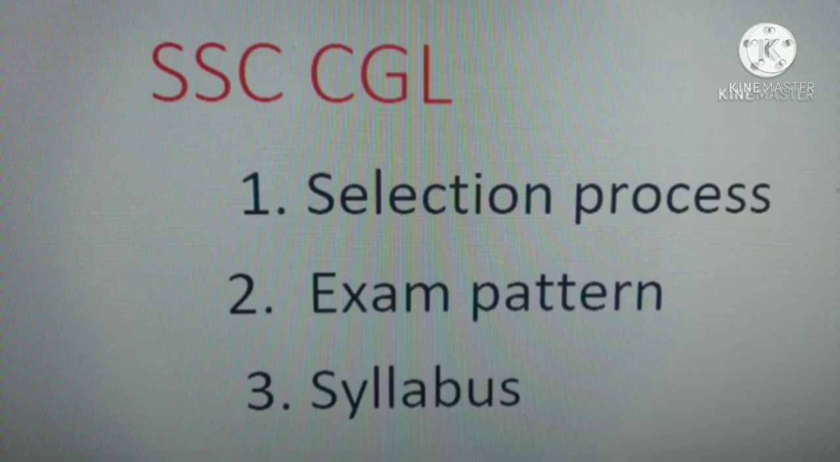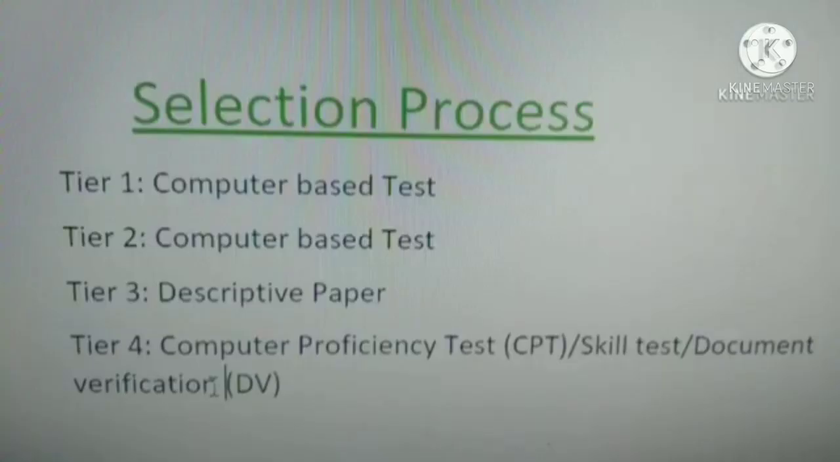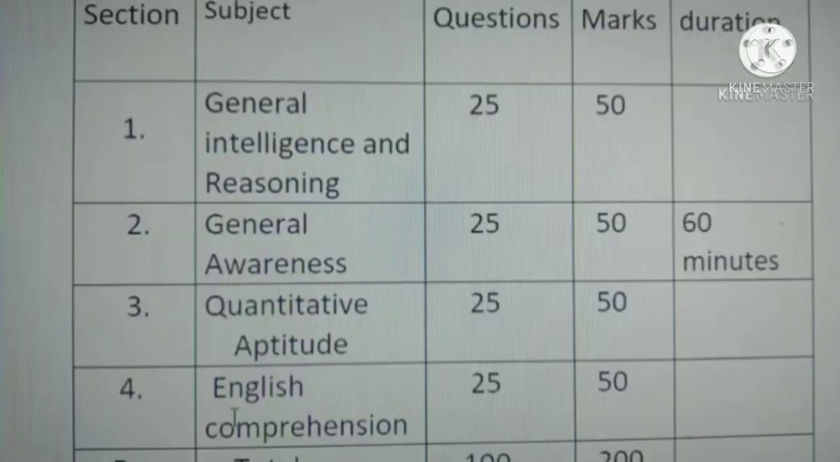The selection process follows for tier first, tier second, tier third and tier fourth. Tier first is a computer based test, and tier second is again a computer based test, and tier 3 is a descriptive paper, and tier 4 is a computer proficiency test. It's also called CPT test, skill test, document verification and DV. So this is the exam pattern for tier first.